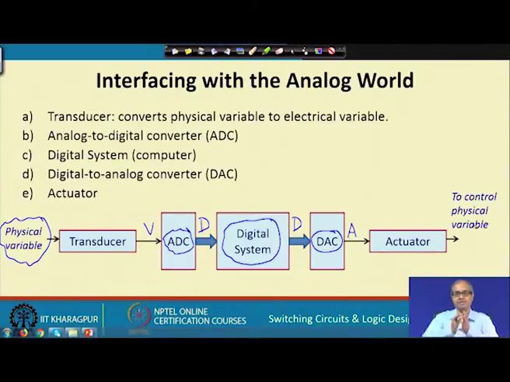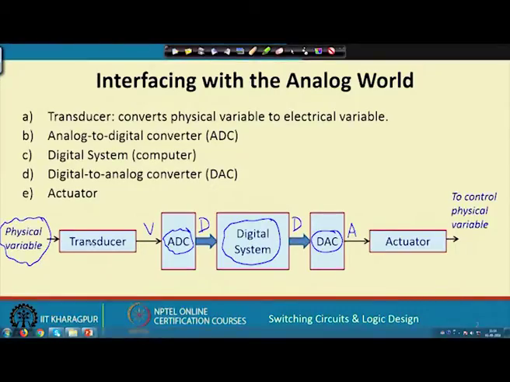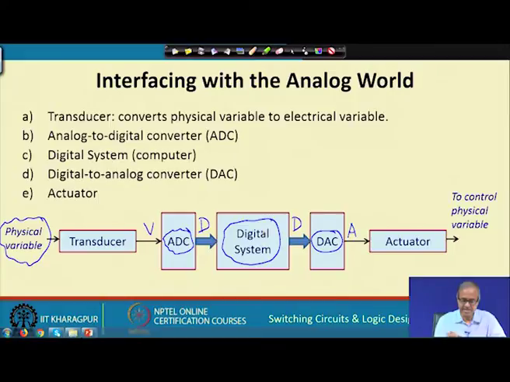Let us take an example. Suppose we are trying to build a temperature controller, meaning we want to set the temperature of an environment to some preset temperature, let us say 35 degrees. So, what do we do? First we sense the temperature. The transducer can be some kind of a temperature sensor. There are so many kinds of temperature sensors available. You can use any kind of temperature sensor that will convert the temperature into a voltage. Then the digital system will see whether the equivalent digital data for that voltage is below or above the preset value, and accordingly it will generate an actuation signal.